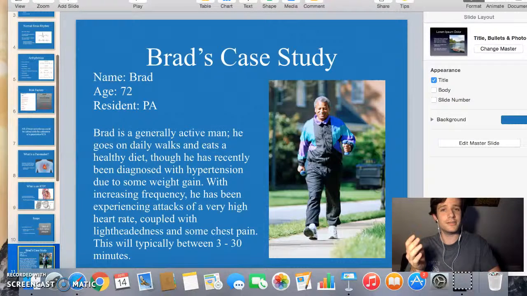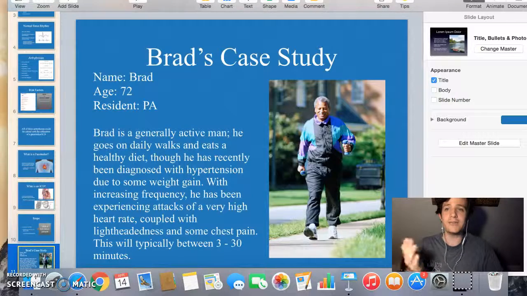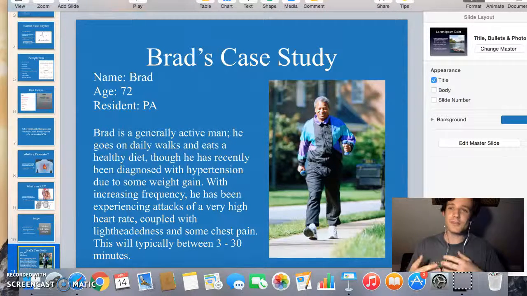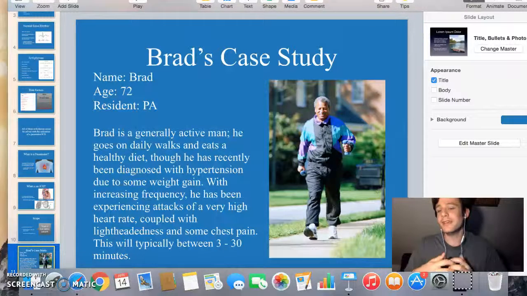So here is our case study. His name's Brad. He's 72. He lives in Pennsylvania. And he is generally a very active guy. He walks daily. He performs 30 minutes of cardio exercise. He has a healthy diet. Although recently he has been diagnosed with hypertension due to some weight gain, but it's nothing that he can't figure out.